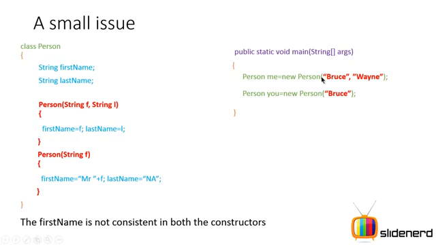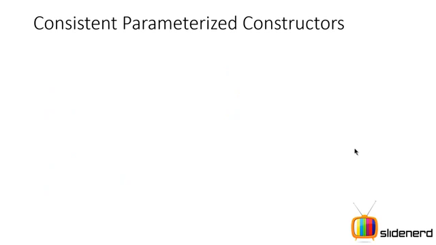That means if you go here and try to see exactly what is going on, you will end up getting Bruce one time as the first name and "Mr. Bruce" the second time as the first name, and that is inconsistent. So how do we fix this inconsistent constructor issue when you talk about overloading? Let's take a look at that.